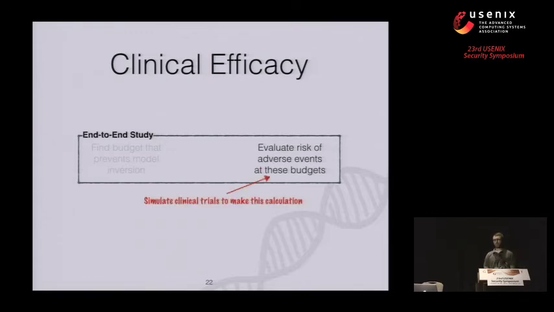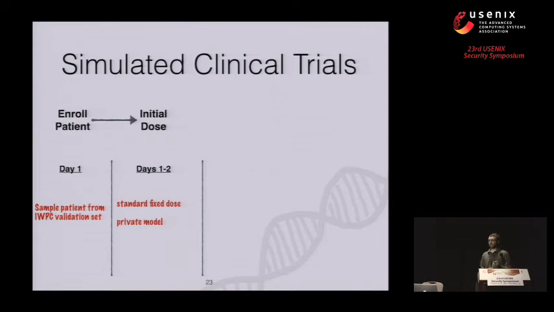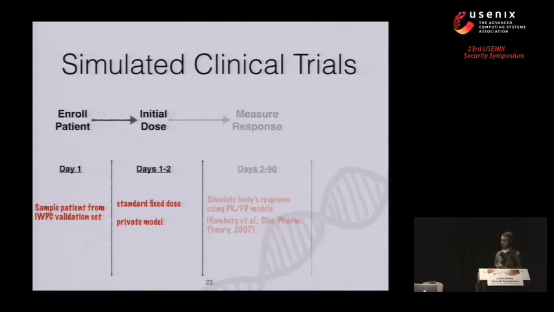To do this, we simulated warfarin clinical trials as they've been done in the physical world in the past. What these clinical trial simulations look like is we start out by enrolling a patient, and for us this means sampling a row from the IWPC data set, their validation set. So the model wasn't trained over any of the patients we're evaluating here. We then prescribe that patient an initial dose of warfarin, and we can do this in one of two ways. We can assign them a fixed dose, 10 milligrams for the first 2 days. This is how doctors actually do this in real hospitals. Or we can assign a dose that's recommended by one of these private models.